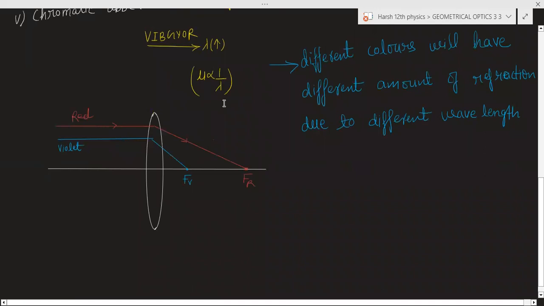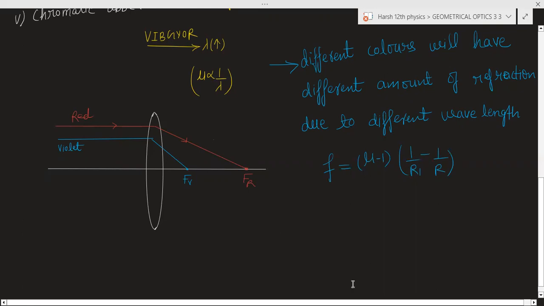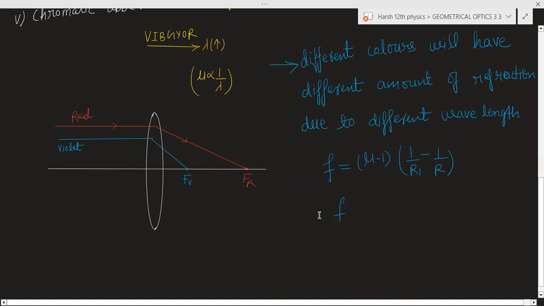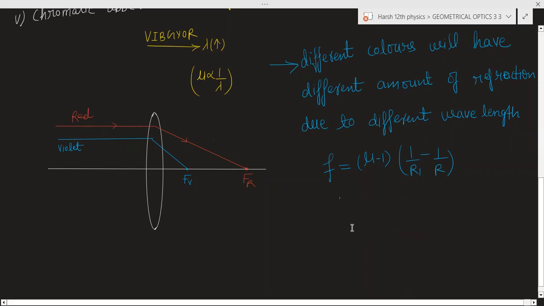There is one formula we studied, the lens maker formula. Focal length of the lens: 1 by f is equal to mu minus 1 into 1 upon R1 minus 1 upon R2. Now you can see this mu here. Mu is inversely proportional to lambda, so indirectly the focal length is related to lambda.